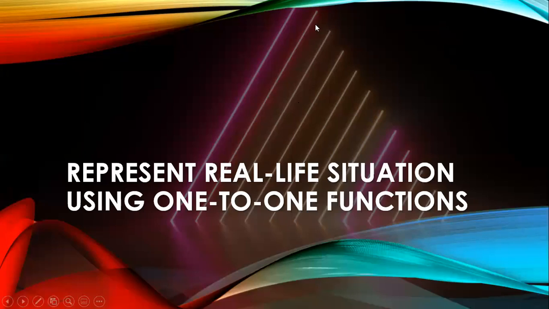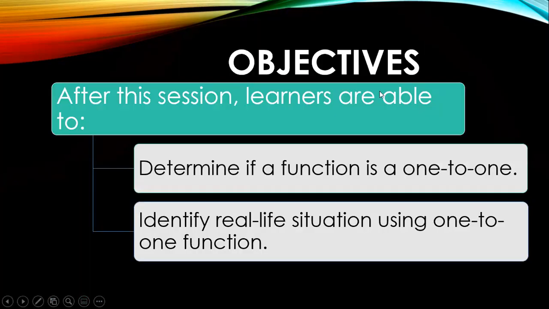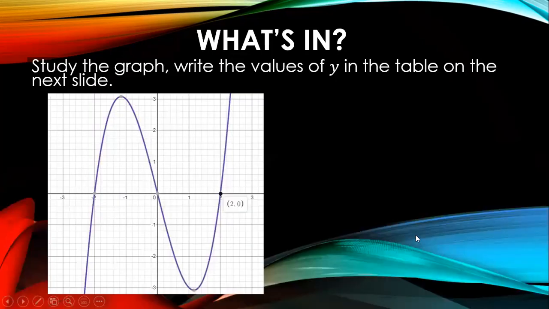Okay, so now let's move on to our first lesson, which is representing real-life situations using one-to-one functions. So these are real-life problems, no? So application siya ng one-to-one functions. Okay, objectives. After this session, learners are able to determine if a function is one-to-one and identify real-life situations using one-to-one functions. Okay, first off, let us study the graph.